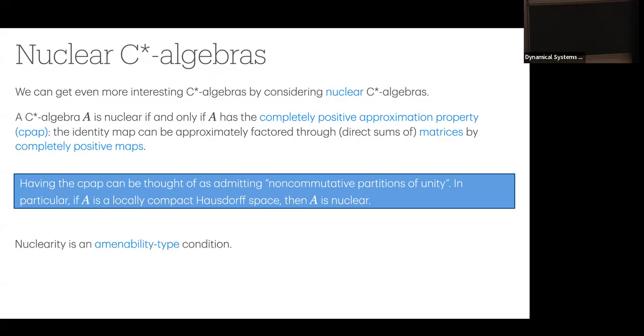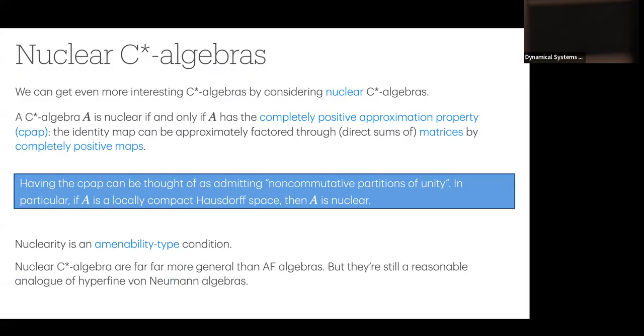I really want to stress that nuclearity is in some sense an immutability type condition. As I mentioned, these are still far more general than AF algebras, and there's still a reasonable analog of hyperfinite von Neumann algebras.